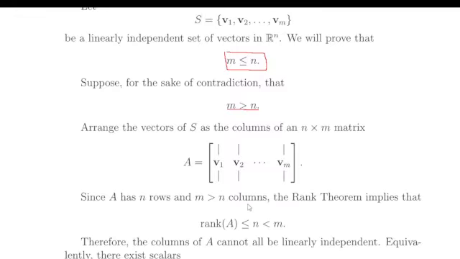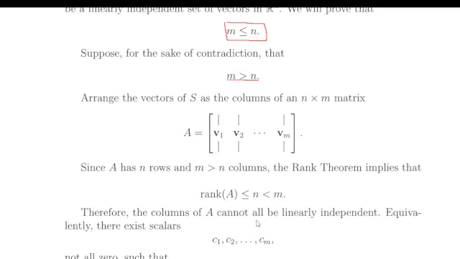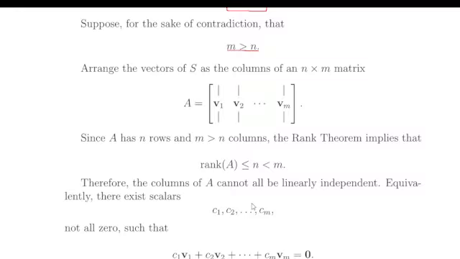So that means there are more columns than rows, which by the rank theorem means the rank of the matrix is going to be less than or equal to the number of rows, which is less than the number of columns. Because A has only n rows, it can have at most n pivots, but it has m columns, and we assume that m is greater than n. So the number of columns is greater than the number of pivots. So this means that some columns must be free variables, since there are more columns than rows.